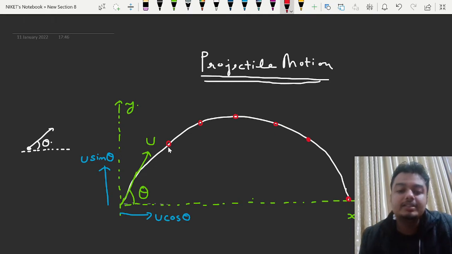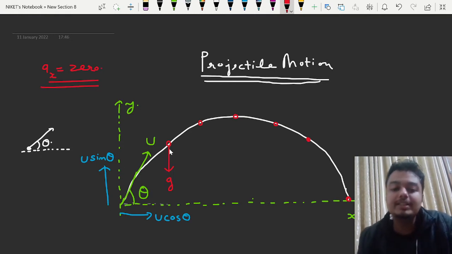Everywhere the acceleration assumed is only g. What we consider is the acceleration in x direction is equal to 0. I am not considering any wind, I am considering ideal conditions. Also, I am considering that this g, that is approximately 10 meter per second square, is constant everywhere, wherever the particle goes, whether here or here or here or here.